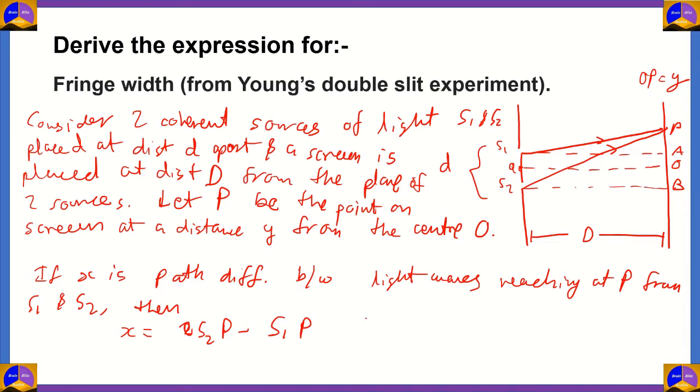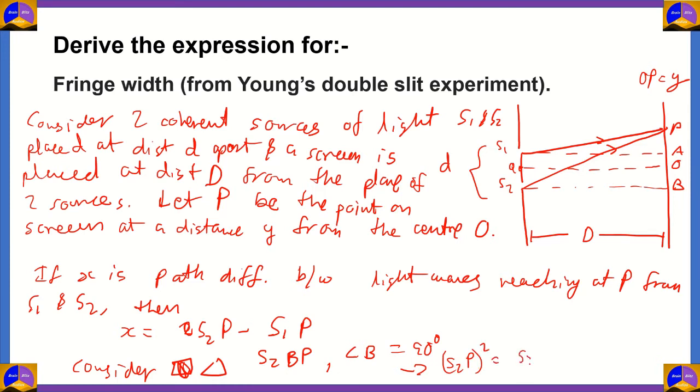So now let's consider triangle S2BP. In this triangle, it is a right angle triangle, so angle B is equal to 90 degrees. Therefore you can write S2P the whole square as equal to S2B the whole square plus PB the whole square.